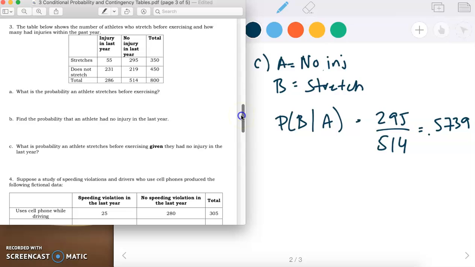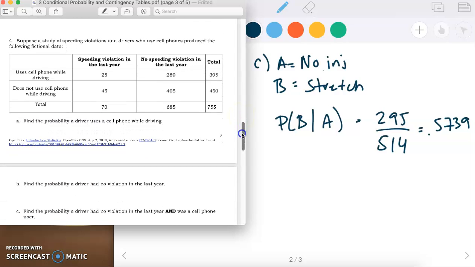So that's all the parts for that one. So that's kind of how you do some of the givens. Let's go ahead and do another one.